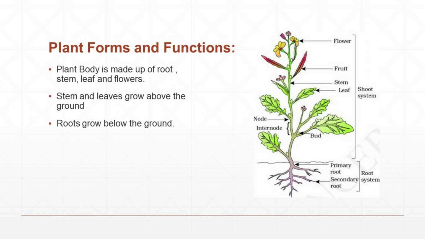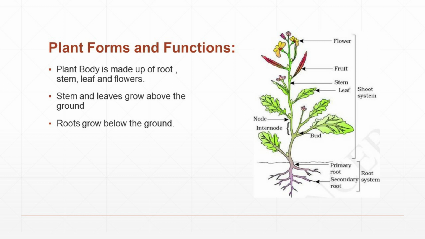A flowering plant consists of two main parts. Once again, I will repeat. A flowering plant consists of two main parts. They are the root system and the shoot system. You can refer to the picture. The plant body consists of two main parts, that is the root system and the shoot system. The part which grows below the ground is called the root system. The part which grows above the ground is called the shoot system.